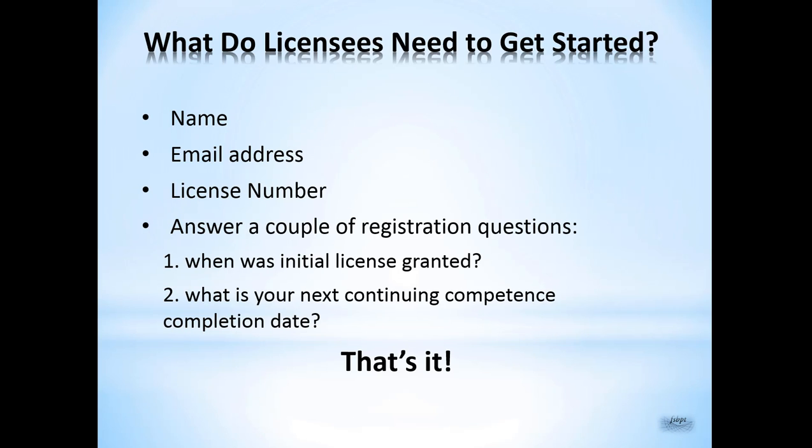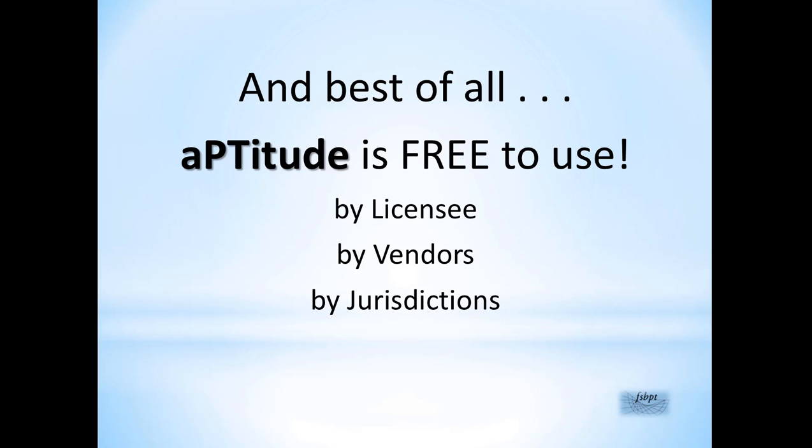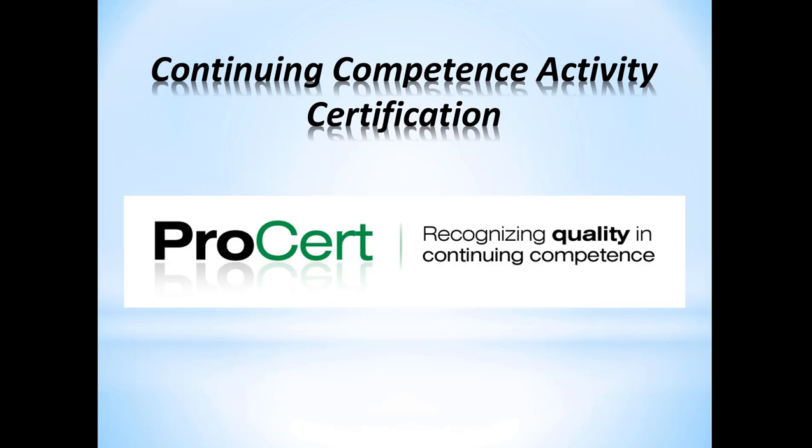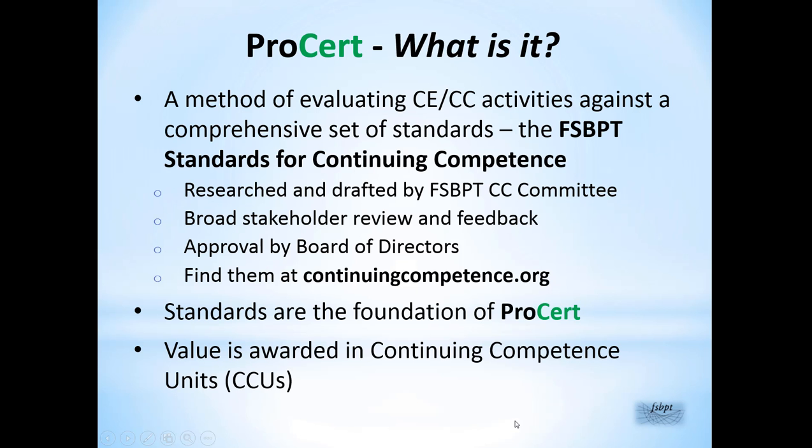So for licensees to get started, they just need to provide a few pieces of information: name, email address, and license number. We ask the licensee to tell us essentially when they got licensed and when their continuing competence is due, and that's all they need to create their account. So all of this functionality is free. We really want you to appreciate what the system has to offer to all of these different user types. But we're going to focus on ProCert today because that is the program that you are about to become intimately familiar with as a volunteer reviewer.